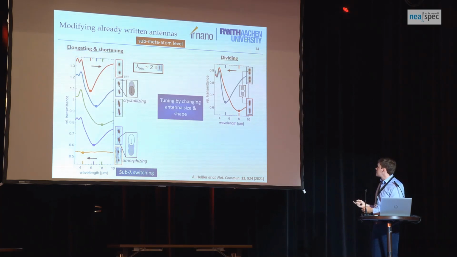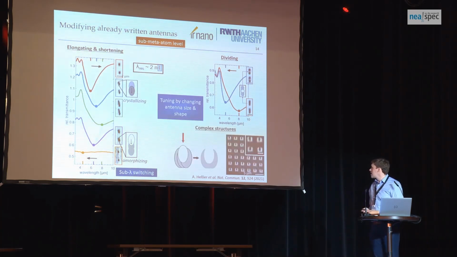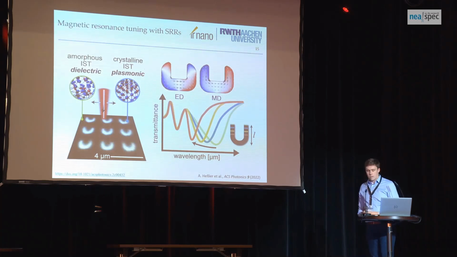And this can also be applied, for example, to dividing the antennas, and also more complex structures can be written. For example, here, some type of split ring resonators by combining amorphizing pulses in gray with crystalline pulses, and one amorphizing pulse, then we can get these split rings. And this is what we looked at recently.